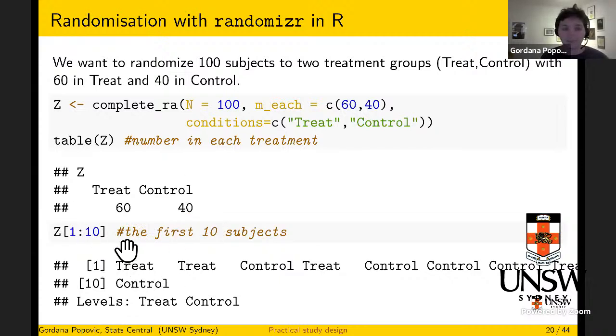Then if we look at the first 10 patients, we can see that the first 2 are in the treatment group, and then there's 1 in the control, and so on. So, pretty straightforward.